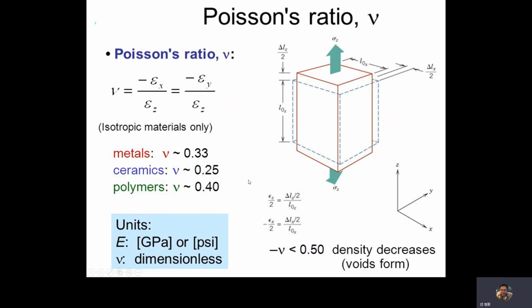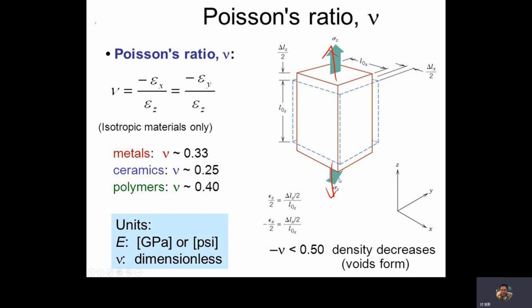Okay, so let's look at this. If we apply a tensile stress, in the tensile direction the length must increase. Generally, when you apply a tensile stress, the specimen's length must increase. However, in its lateral direction, the dimension should shrink, should be reduced.